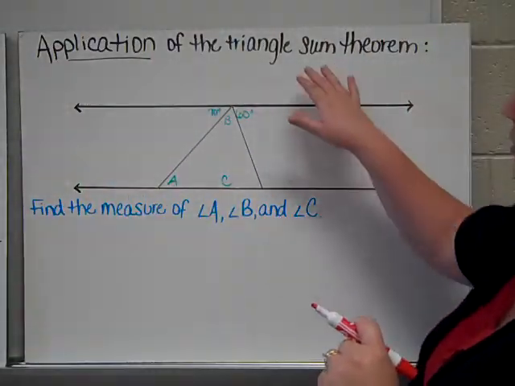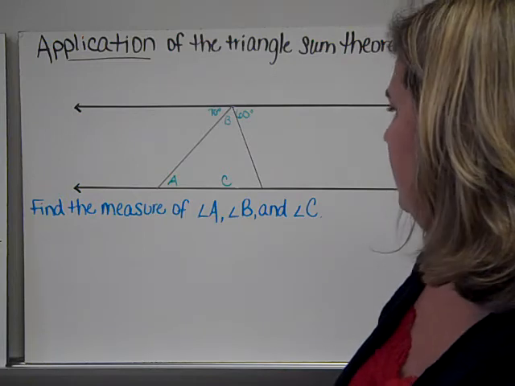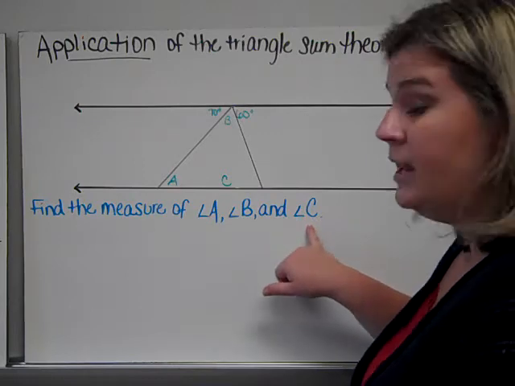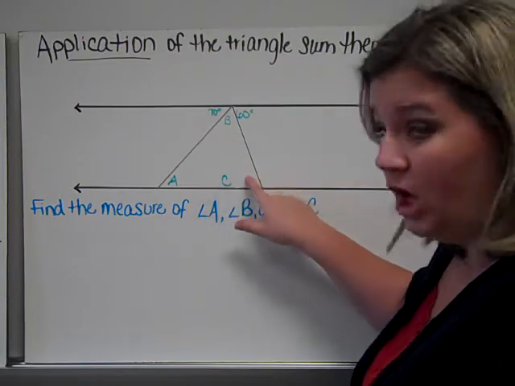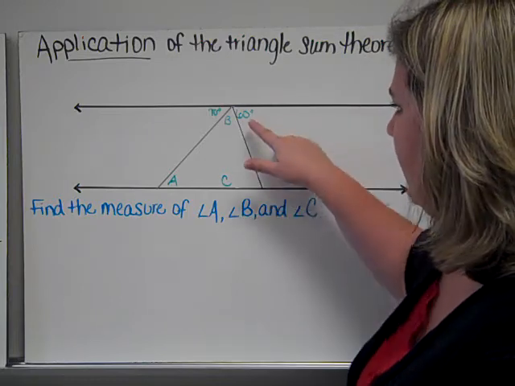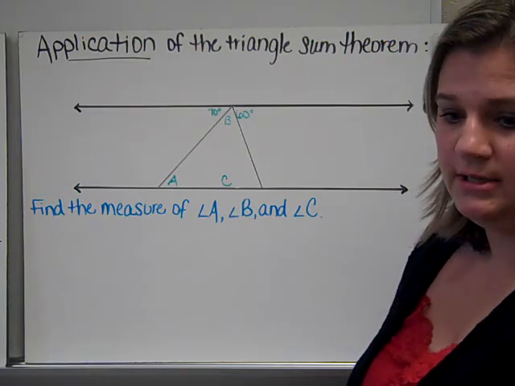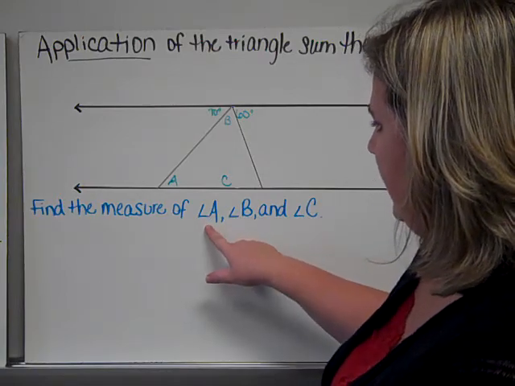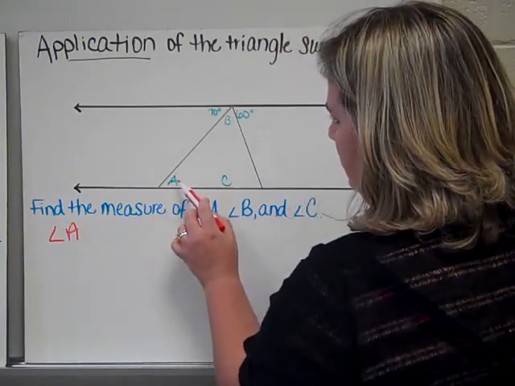All right, we're going to practice a little more as far as an application of the triangle sum theorem. It says find the measure of angle A, angle B, and angle C. So here are my three. In other words, we're trying to find all three angles within this triangle. I know this is 60 degrees, and I know that's 70 degrees. Let's go ahead and find angle A.